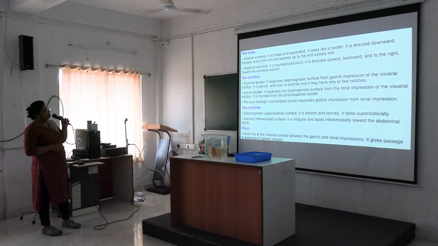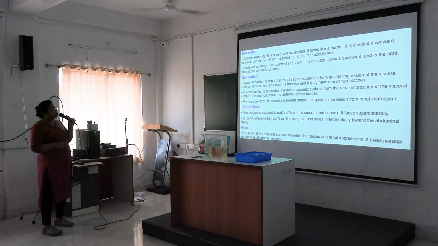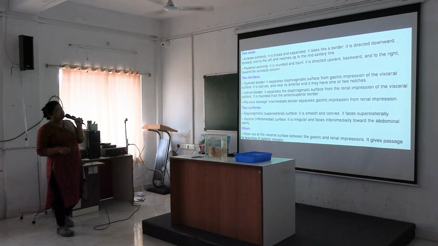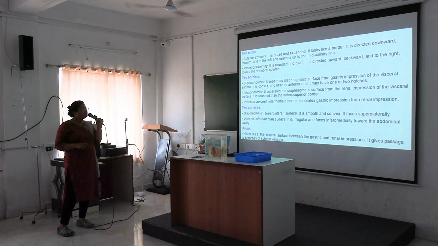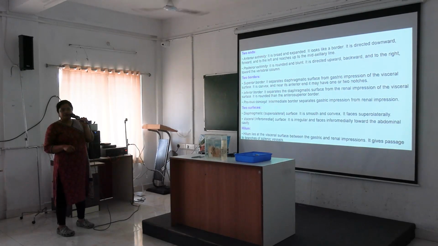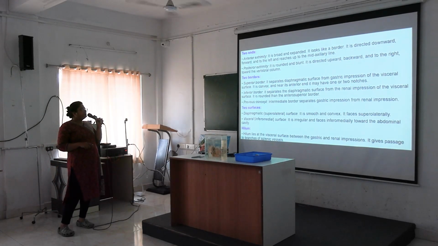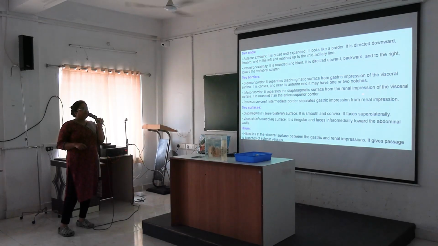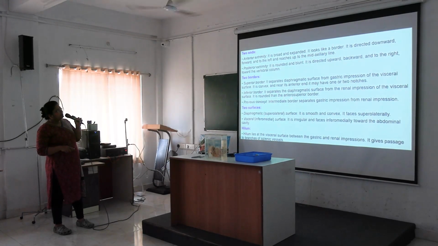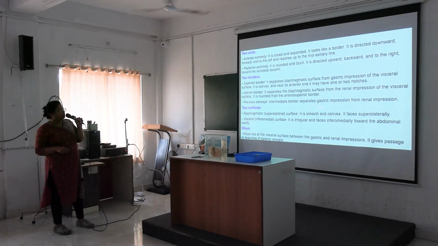The two borders are the superior border and inferior border. The superior border separates the diaphragmatic surface from the gastric impression of the visceral surface. It is convex near its anterior end. It has one or two notches. The inferior border separates the diaphragmatic surface from the renal impression of the visceral surface, and it is more rounded than the antero-superior border.